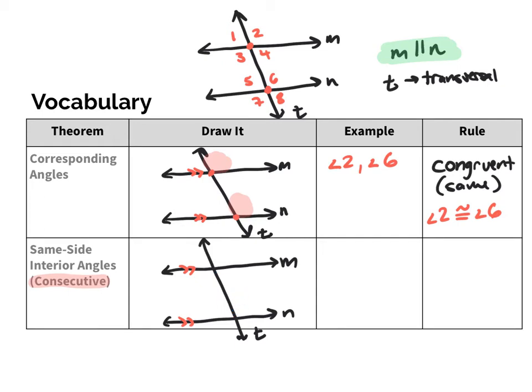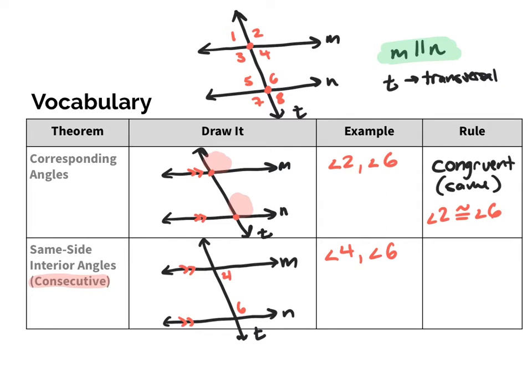So an example here would be, for example, angle 4 and 6. Both those angles are on the same side of our transversal as well as being in between the two parallel lines. So that would make angle 4 and angle 6 same side or consecutive interior angles.